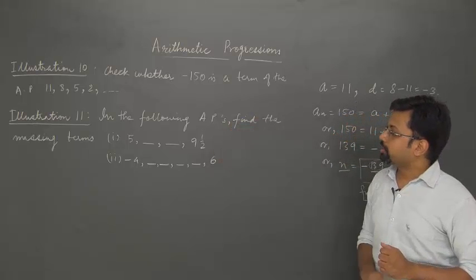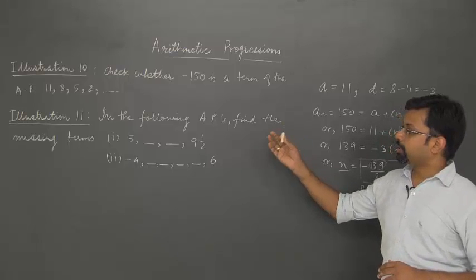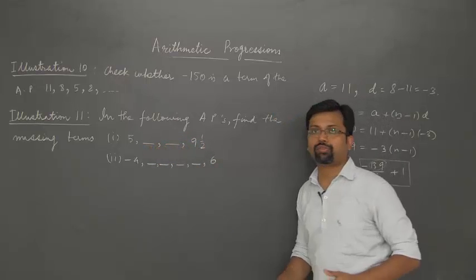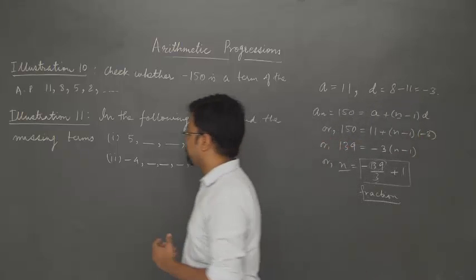Now in the second question, that's the 11th illustration. In the following APs, find the missing terms. So we have two terms given and we have blanks where we have to fit in the missing terms of the AP. How do we do that?